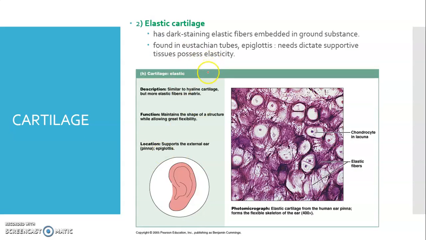And then we go to the next, elastic cartilage. It has dark staining elastic fibers embedded in the ground substance, and the ground substance refers to the ECM here. So it consists of the elastic fibers. These are the elastic fibers, and here this is the lacuna that contains the chondrocyte. So it's quite similar to the hyaline cartilage, but with more elastic fibers in the matrix. It is used to maintain the shape of the structure and allow flexibility. So that's why it can be found at the external ear around the pinna. That's how we can pull our pinna, isn't it? And also at the epiglottis.